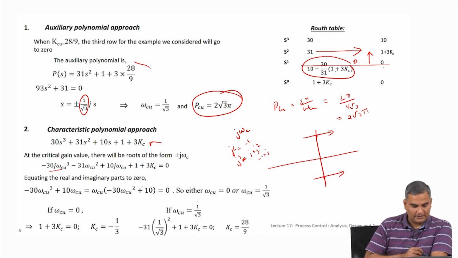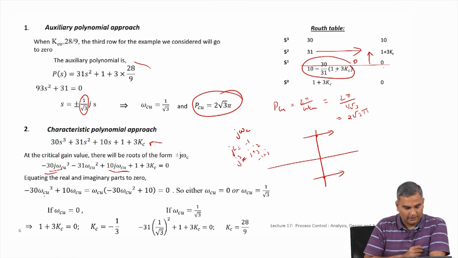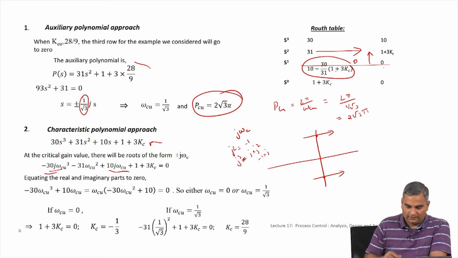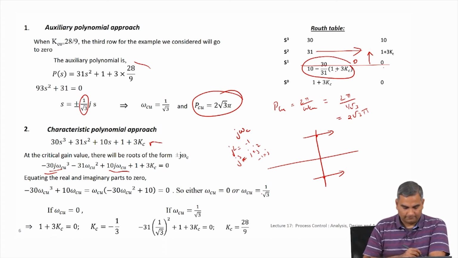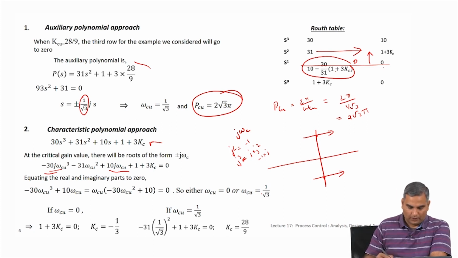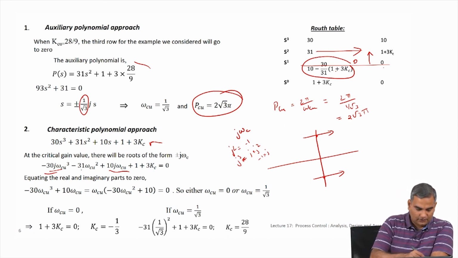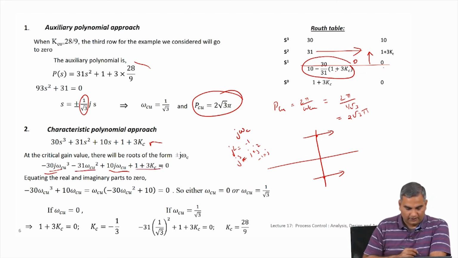If you collect the imaginary terms, you will have this term and this term, which is minus 30 omega c cube plus 10 omega c. That will give you omega c is either 0 or omega c is plus or minus 1 by root 3. And once you have that, you look at the other part of the equation, which is 31 omega c squared plus 1 plus 3 k c having to be 0, that is the real part. So for each of these you will be able to find the corresponding k c.